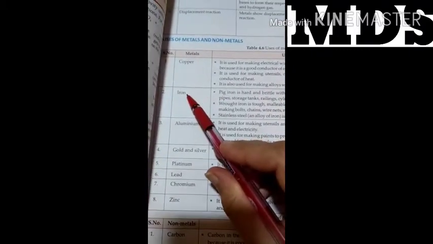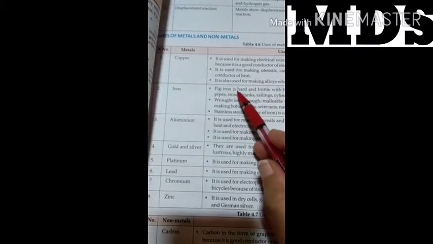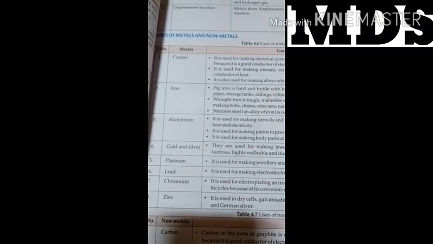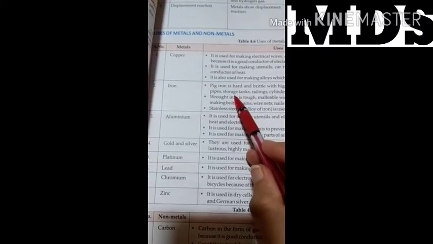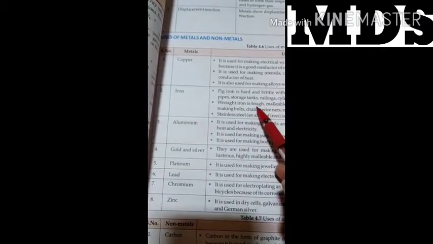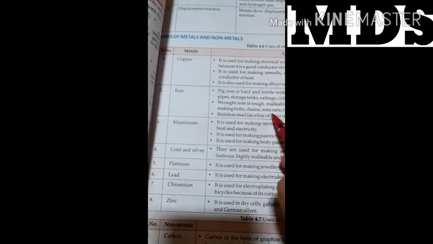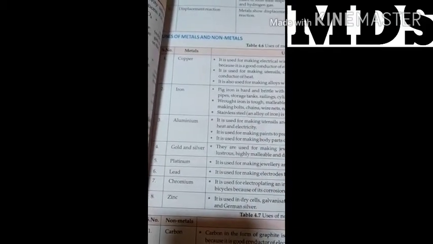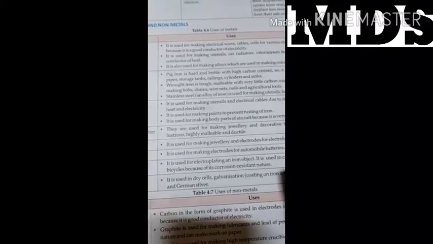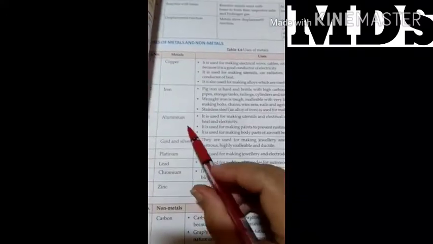Next, our metal is iron. Iron is hard and brittle with a high carbon content. It's used for making pipes, strong tanks, railings, and a sink like this one. It's tough, that's why it's used for making bolts, chains, wire, nuts, nails, and agriculture tools. It is used for making utensils and knives also. Clear? Next is aluminium.